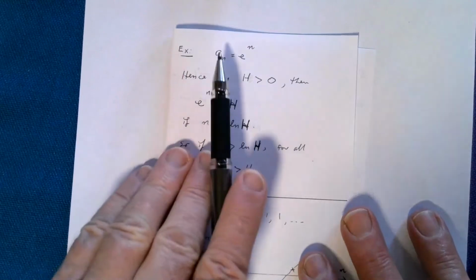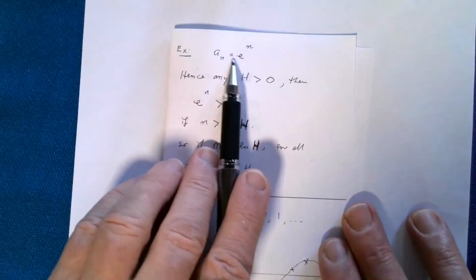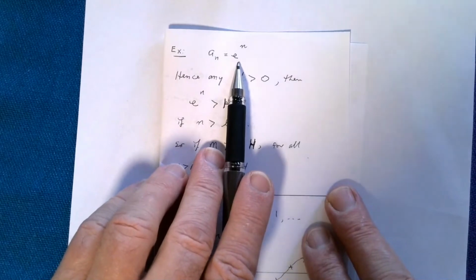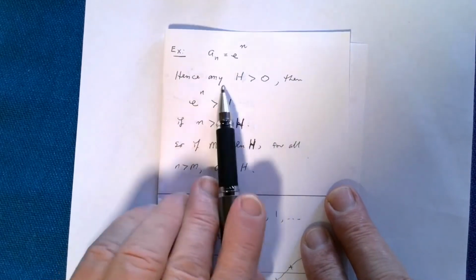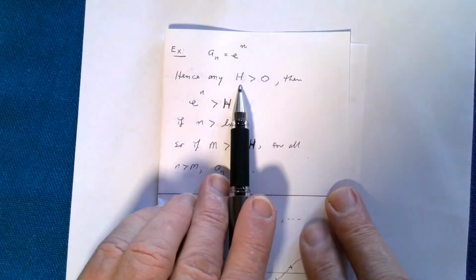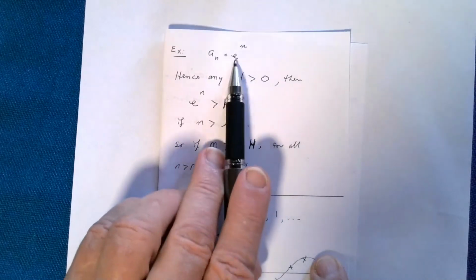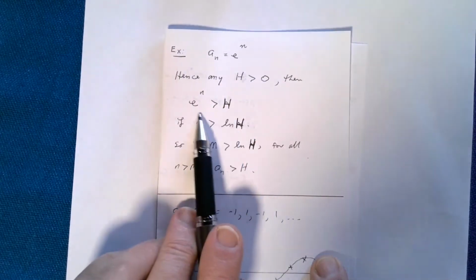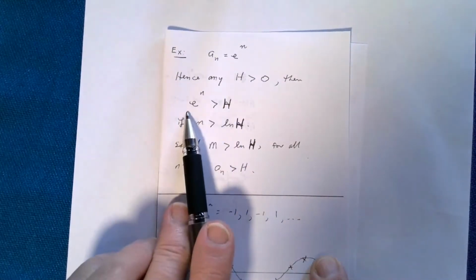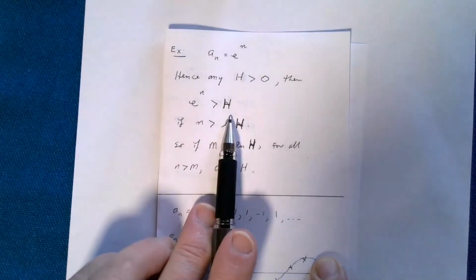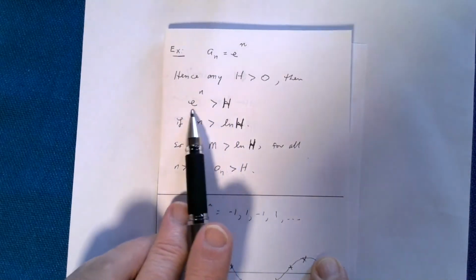So here's my a_n, it's just e to the n, e is our old friend, 2.71828 approximately. Now what do we want? We want to know how far out do I have to go. So I give you the barrier, there's my h. I want to know how far out do I have to go so that e to the n is bigger than h. So I'm going to look at that inequality here. And I can solve this now for n by simply taking logarithms to the base e.